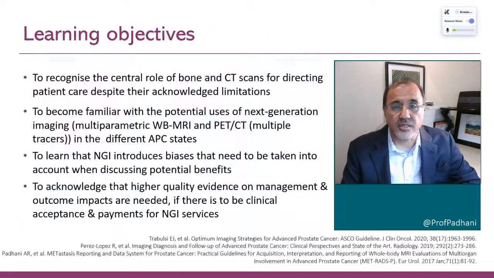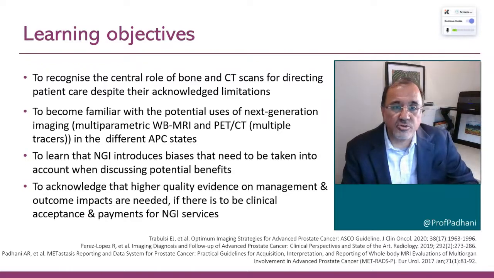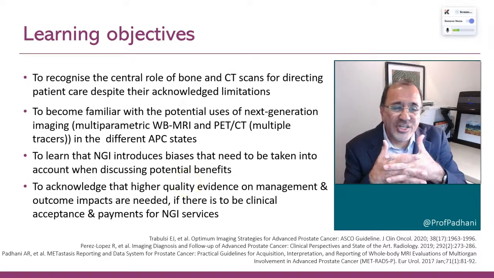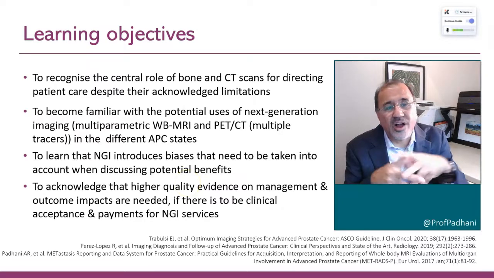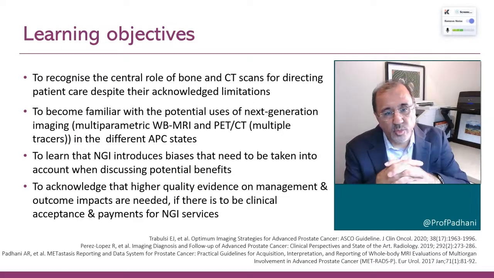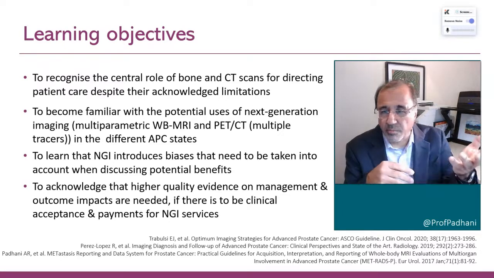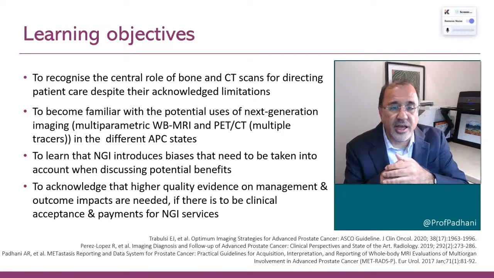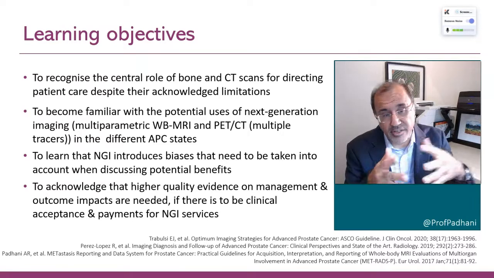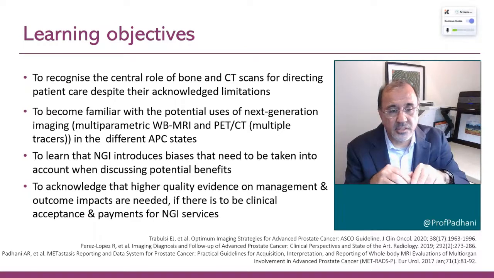So we'll start off by reviewing the central role that bone scans and CT scans play in prostate cancer care, while we acknowledge the limitations of bone scans and CT scans. We should become familiar with the potential uses of next-generation imaging technologies, which include multiparametric whole body MRI and PET CT scans with various tracers in different advanced prostate cancer states.